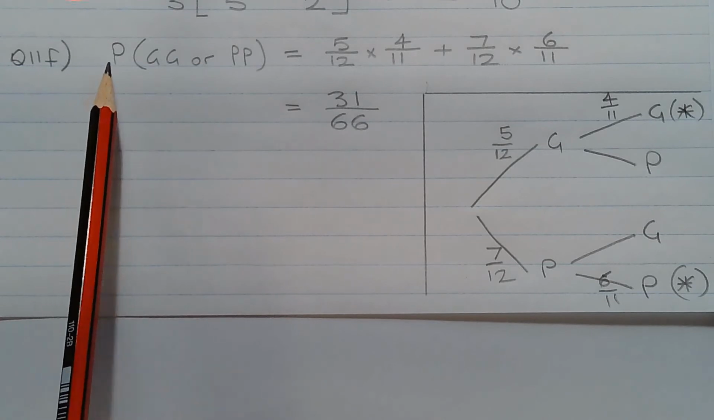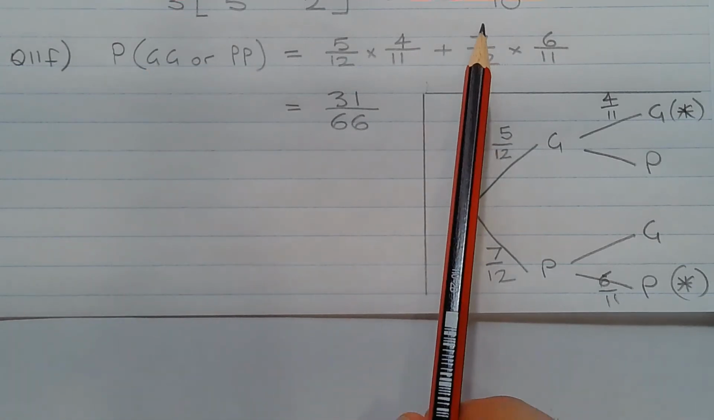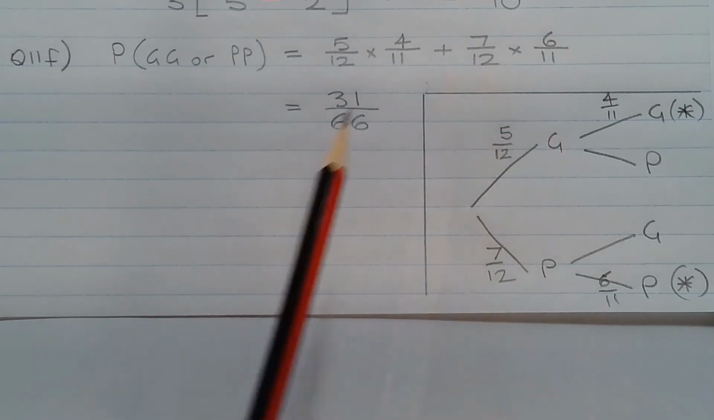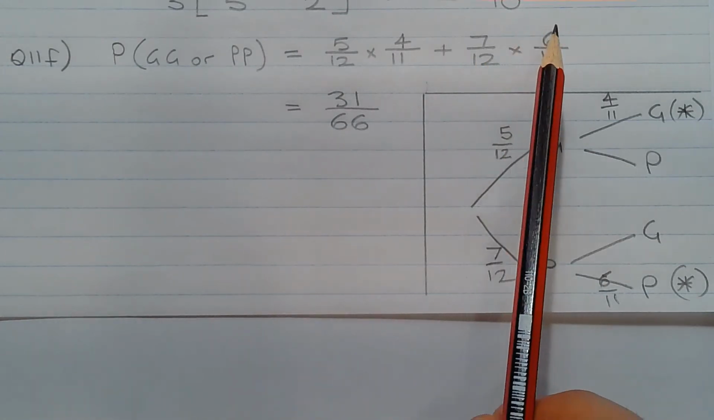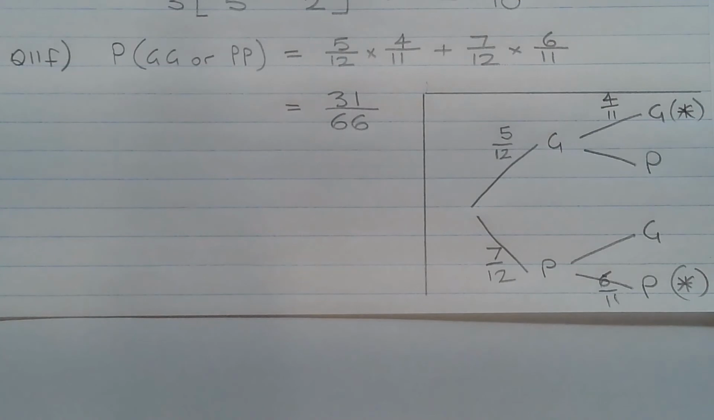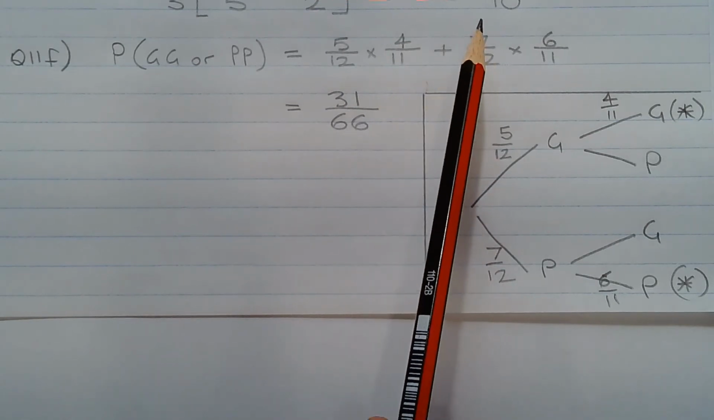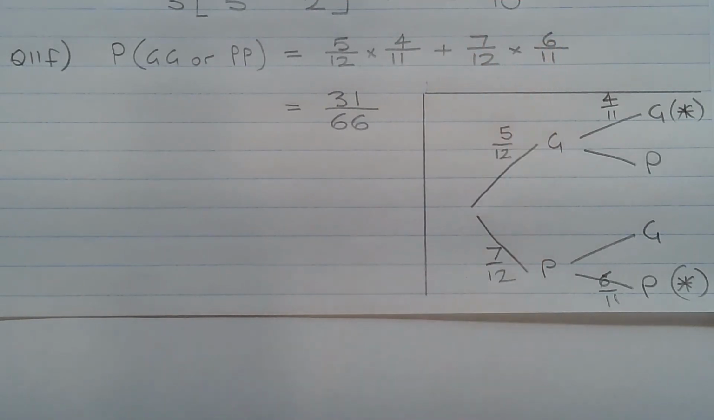And the probability of purple purple is 7 over 12, since there are 7 purple beads initially to choose from out of a total of 12, multiplied by 6 purple beads out of a total of 11 in the second draw. So 5 over 12 multiplied by 4 over 11 plus 7 over 12 multiplied by 6 over 11 is equal to 31 over 66.